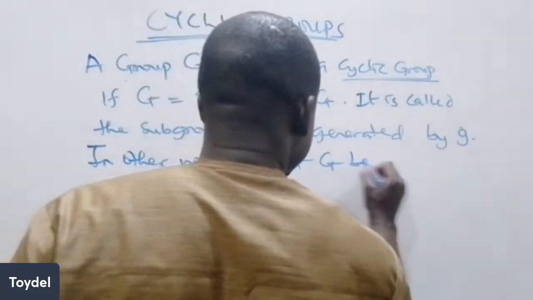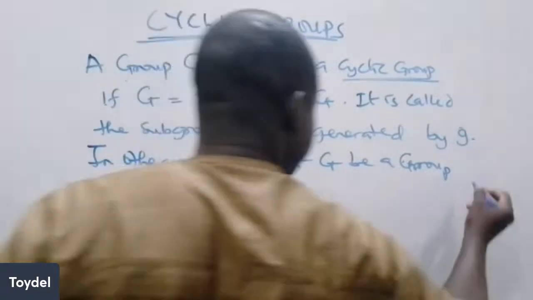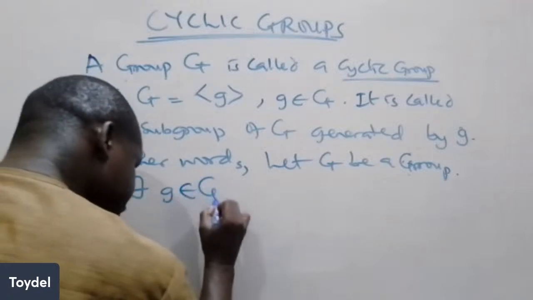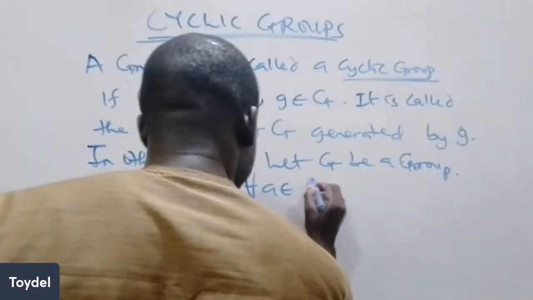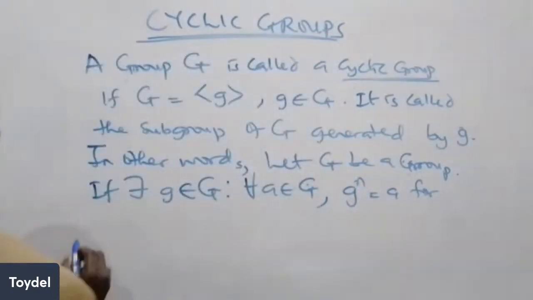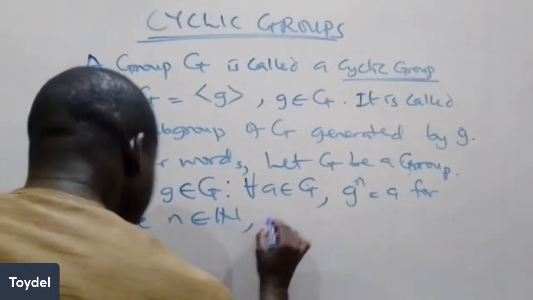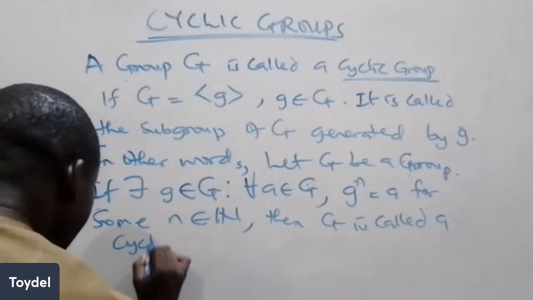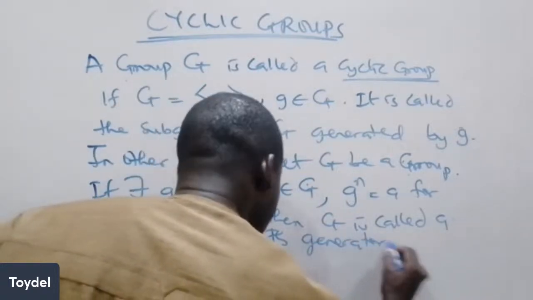Let G be a group. If there exists a small g, an element in that group, such that for all a that belongs to G, there exists g^n which is equal to a for some n that belongs to the natural numbers, then G is called a cyclic group with generator g.